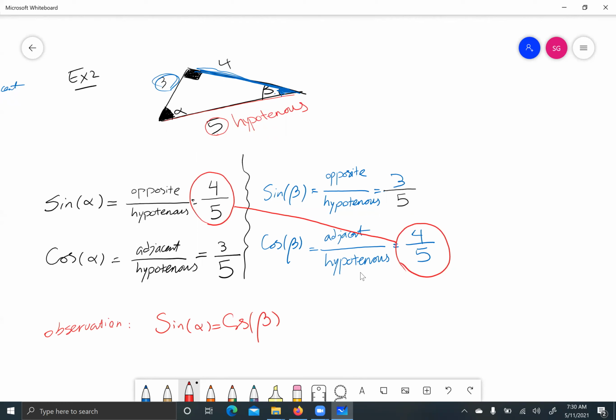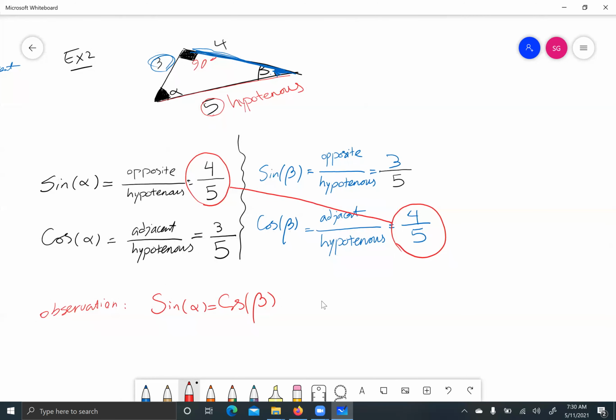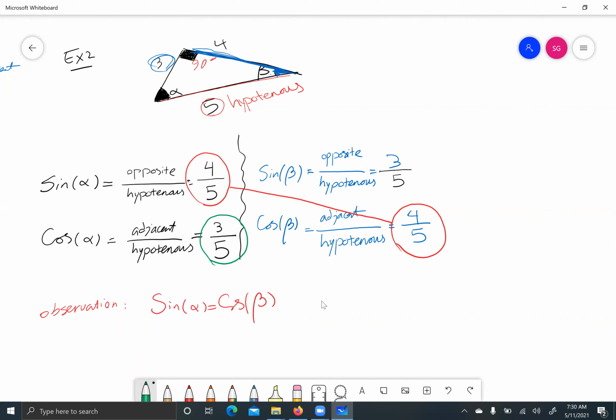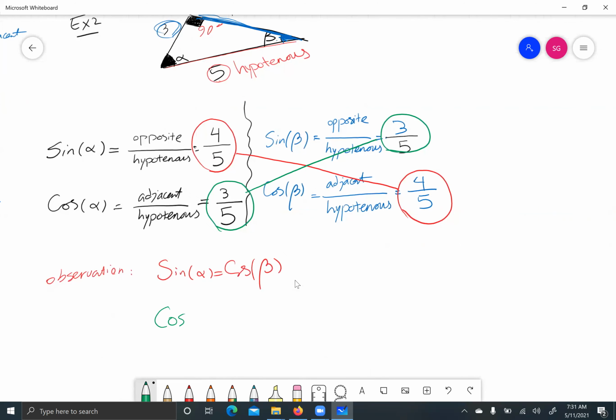So what is the situation? We are in a right triangle. A triangle has 3 angles. When it's a right triangle, one of them is 90. So we are left with 2 more angles. Here we name them alpha and beta. The first observation is that sine of one of them is the same as cosine of the other one. Now look at this relationship. 3 over 5, 3 over 5. So cosine of alpha is also the same as sine of beta.